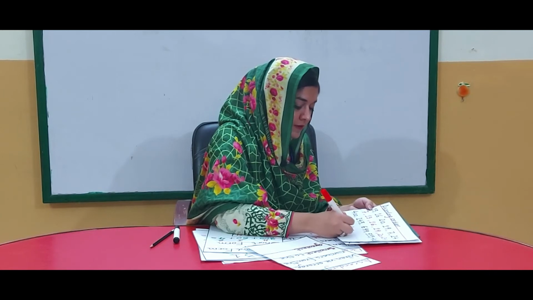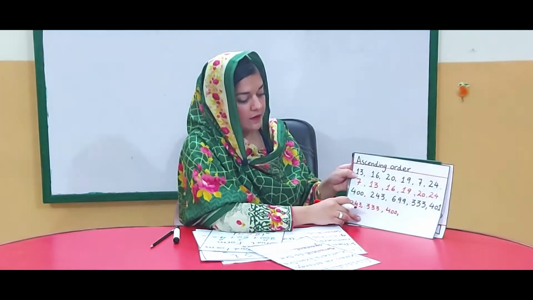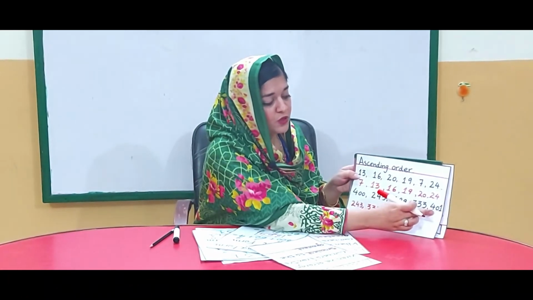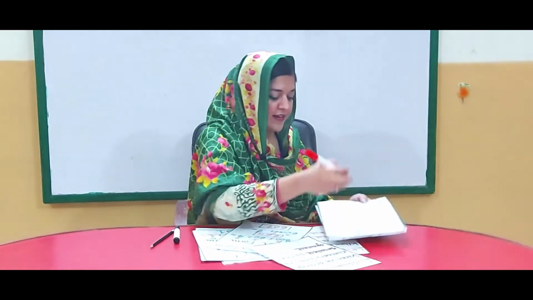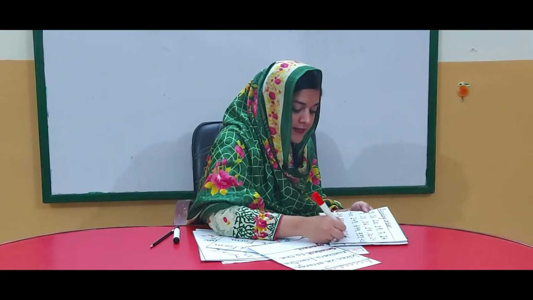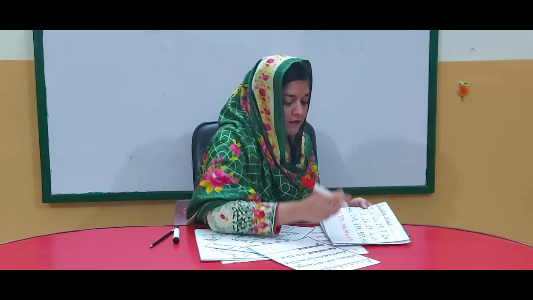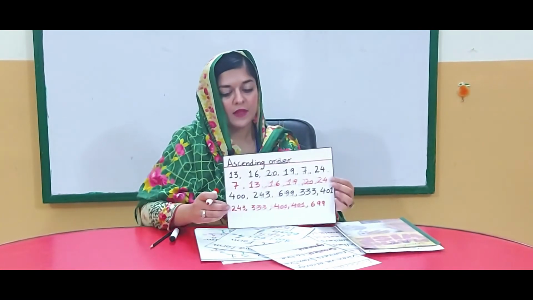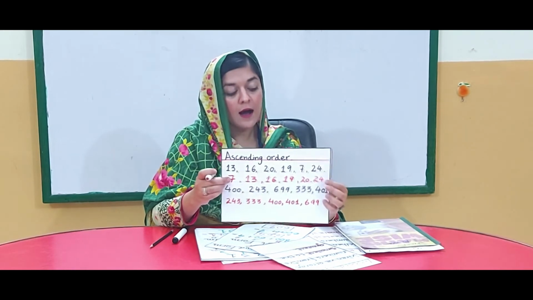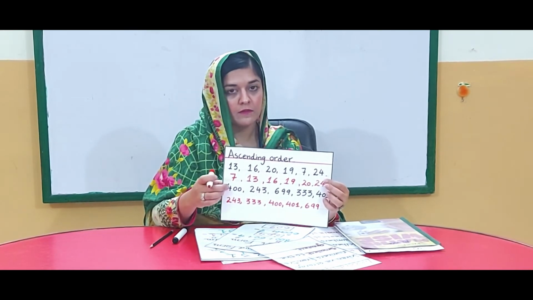400 we have written. Okay. After that, what will we do? We will write 401 and then 699. As you can see, it is done in ascending order. We are moving from the lower numbers to the higher numbers in both of them. You can see. Clear?